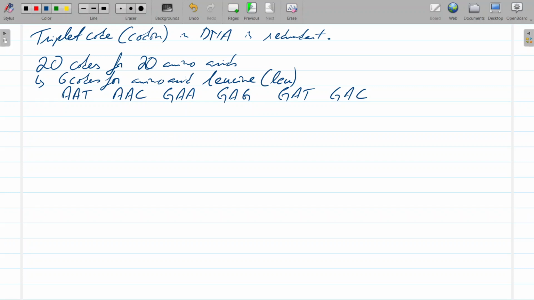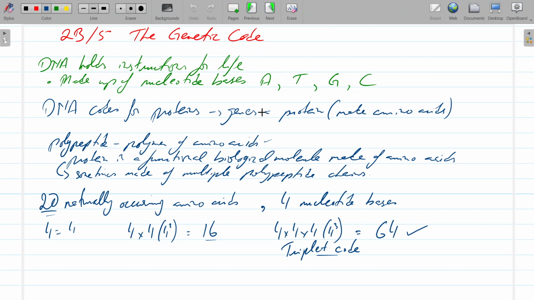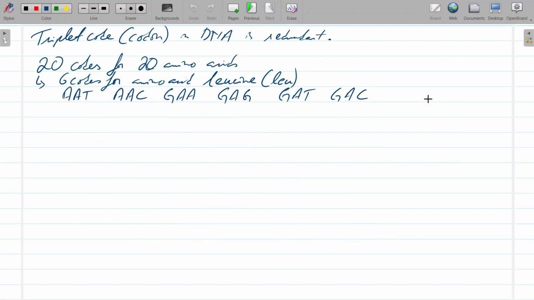Now, how does this help? We're calling it redundant, which doesn't sound nice, but it's actually a very protective feature. And the reason for that is, are you following along? Did you follow how I shifted from talking about the nucleotide bases to coding for amino acids? Does that make sense? Yes, sir. Okay.